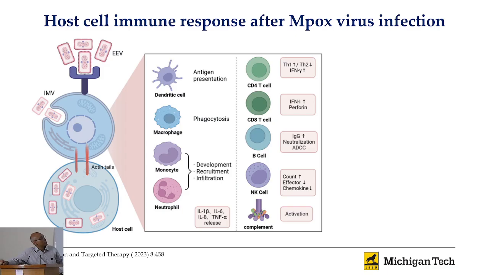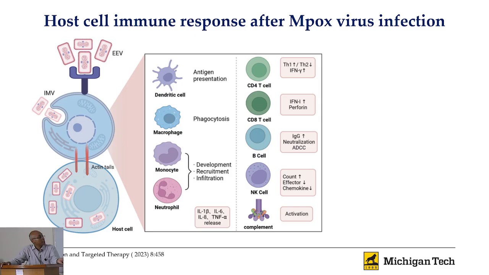CD4 cells, which are helpers, CD8, B cells, and all those. And you can see CD4 is T helper 1, T helper 2. Based on what cytokine they produce, they define T helper 1, T helper 2, and interferon gamma. CD8 also produces perforin because it's a killer. You have to kill those infected cells, so they increase those. B cell produces a lot of antibody.